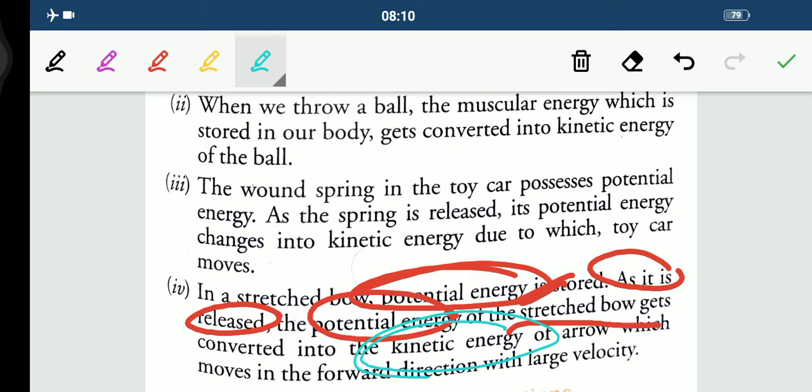Because now your object is moving in a forward direction, that too with a larger velocity.